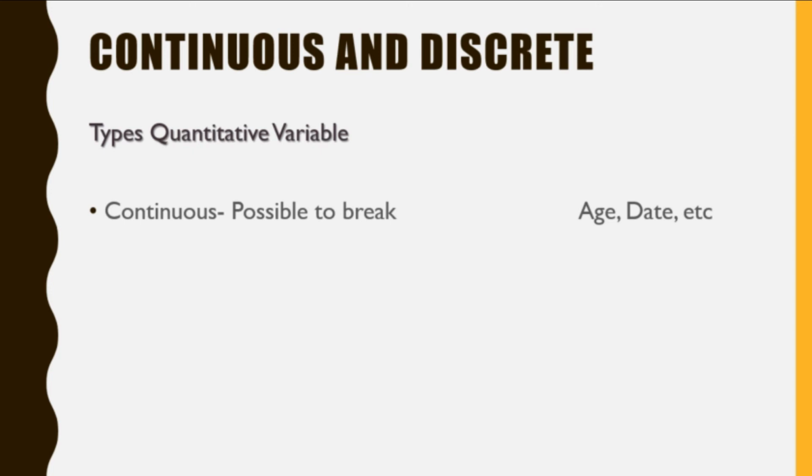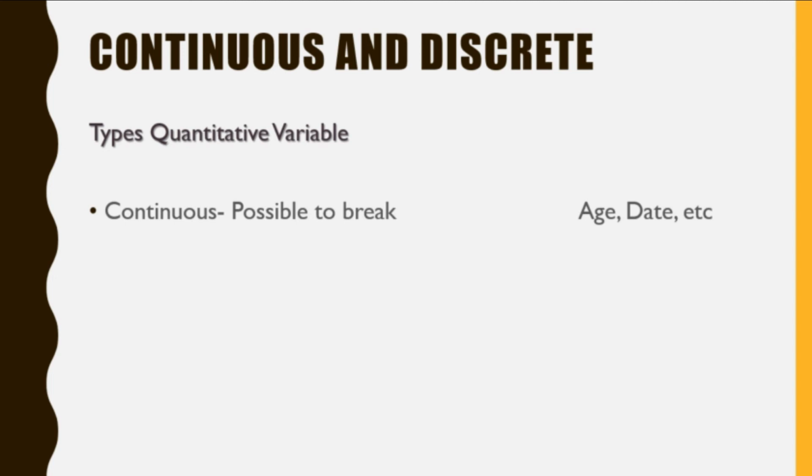Even the smallest unit, it's possible to say. For example, length can be so many kilometers, meters, centimeters, millimeters, like that. You can go deeper. It's easy to break, which is continuous in nature.